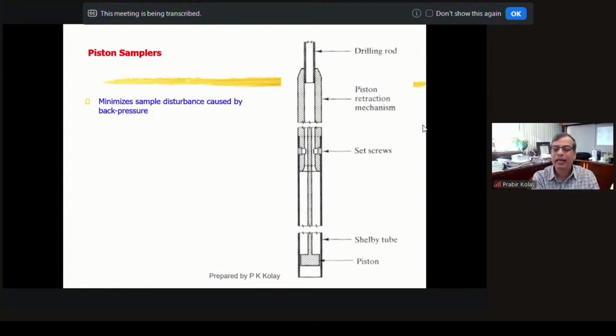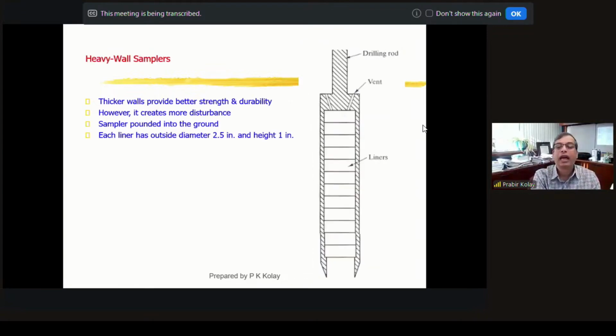For the piston sampler, you see there's a piston over here in the Shelby tube sampler. It works just like a syringe and can hold the sample, minimizing the sample disturbance caused by back pressure. You apply some back pressure so it can hold the soil sample. With heavy walls, obviously, the sample will be disturbed.